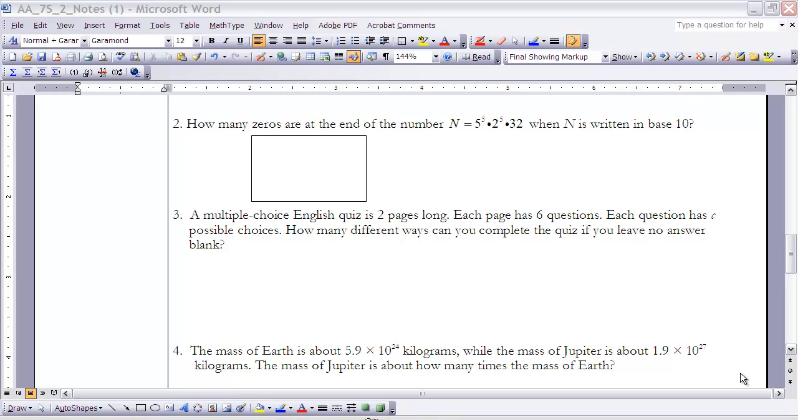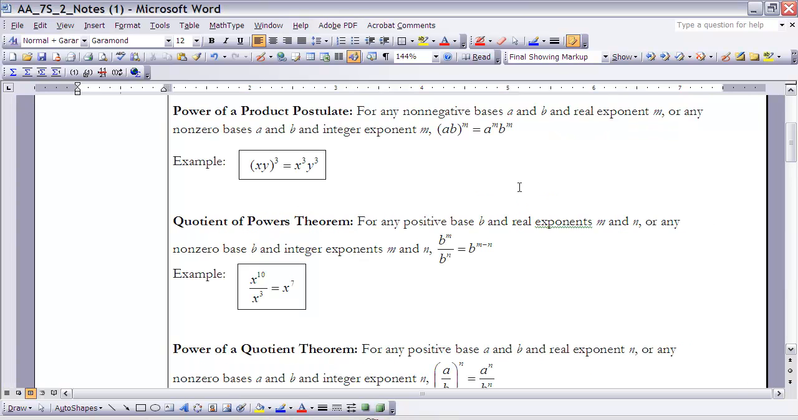So let's look back at our properties first. I know that the power of a product postulate says that ab to the m is equal to a to the m b to the m. Well, I can go both ways with that. I can go from here to here, or I can go the other way. So I'm actually going to use the power of a product postulate, and I'm going to move backwards with it.